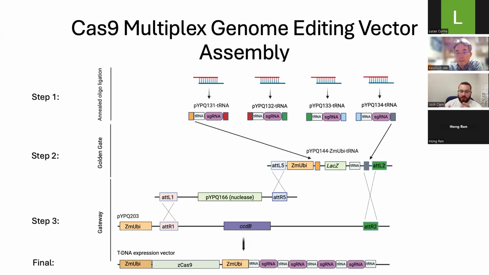But our lab, and I'm in Yiping Chi's lab, and maybe I should introduce myself in a moment just to let people know what my background is, for monocots in particular most often uses this strategy using a maize ubiquitin promoter for expression in monocots and multiple guide RNAs being flanked by the tRNA sequences. Hopefully that answers your question, Lucas.